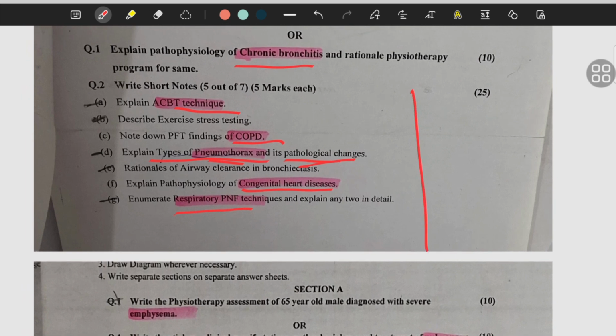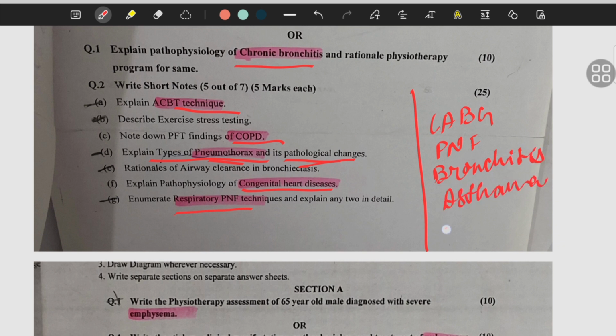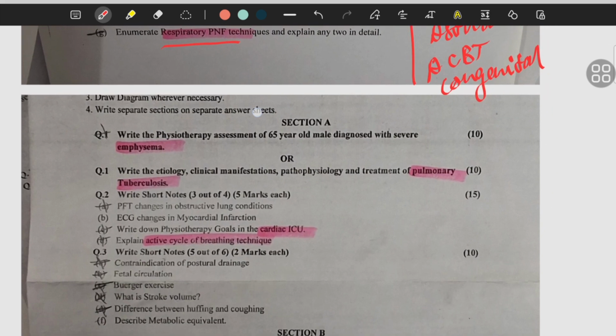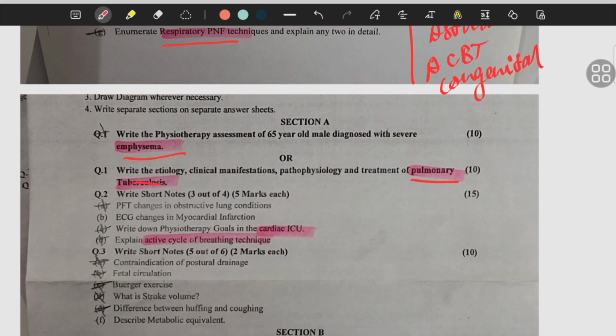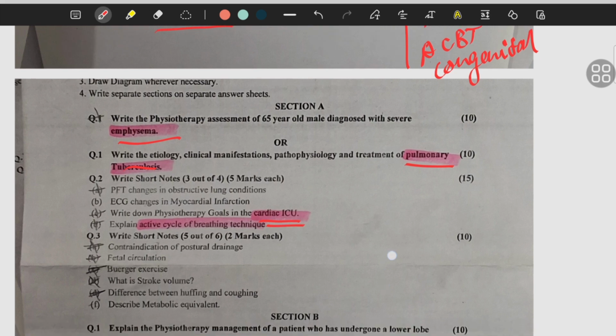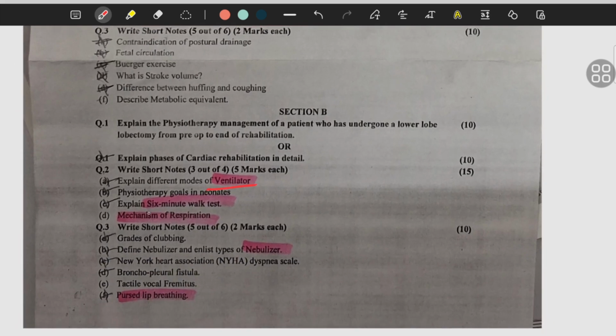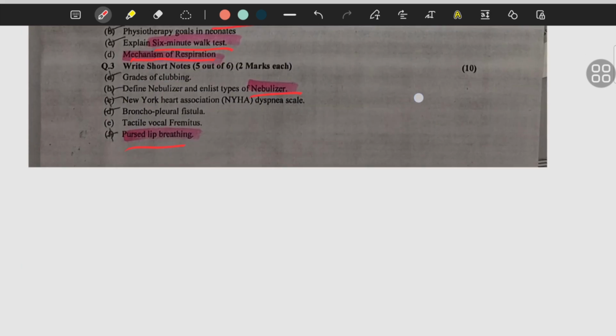Till now, you have noticed that there are a few questions which are very repeatedly asked, like CABG, PNF respiration, then bronchitis, then asthma, then ACBT, then congenital heart disease, emphysema, pulmonary tuberculosis, cardiac ICU, again ACBT, ventilator, 6-minute walk test, mechanism of respiration, nebulizer, pursed lip breathing.